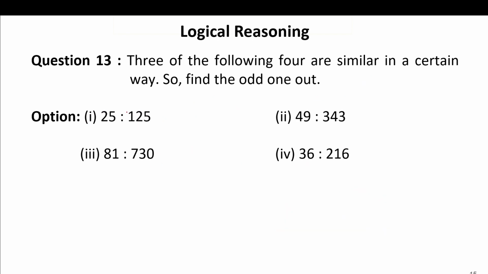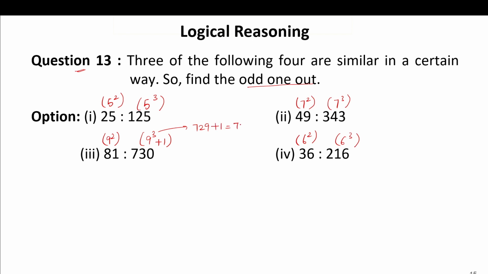Now, let us look at question number 13. Question number 13, again 4 options are given and we have to find the odd one out. Just by looking at these numbers, I can say this is 5 square and this is 5 cube. Correct? Clearly I can see this is 7 square and this is 7 cube. This is 6 square and this is 6 cube. But this is 9 square and this is 9 cube plus 1. 9 cube is what? 729, and we have added 1 to it to get 730.